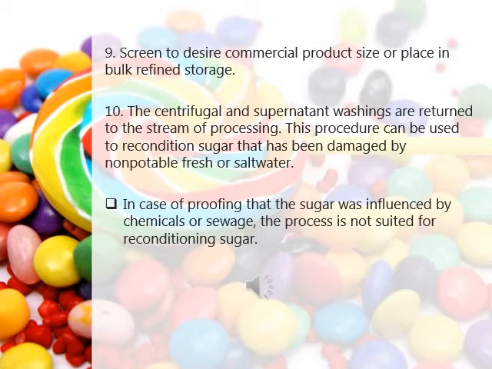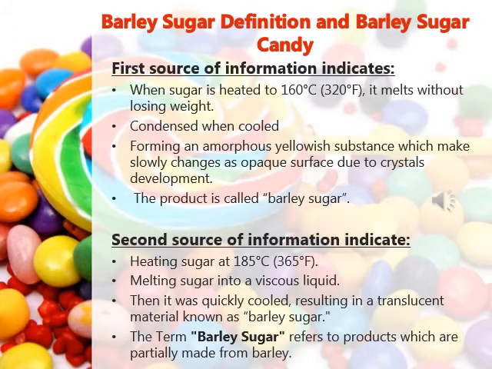This procedure can be used to recondition sugar that has been damaged by non-potable fresh or salt water. In case of proving that the sugar was influenced by chemicals or sewage, the process is not suited for reconditioning sugar. Barley sugar definition and barley sugar candy.